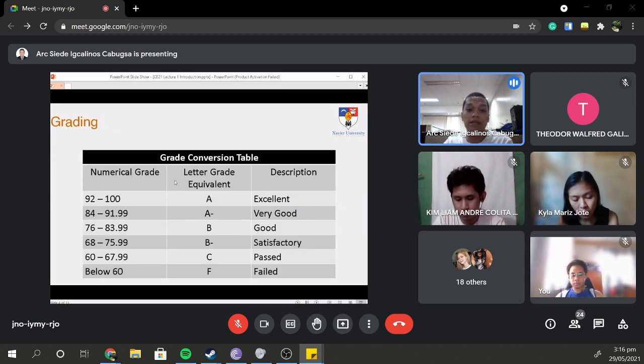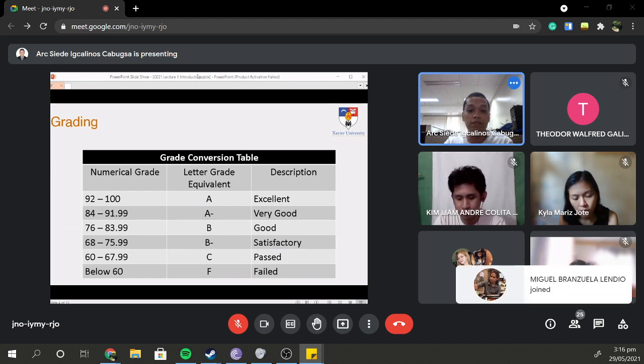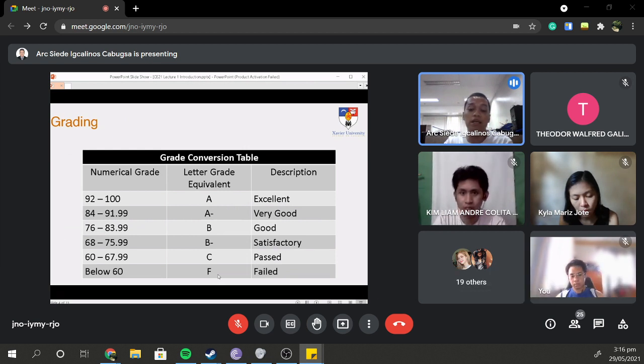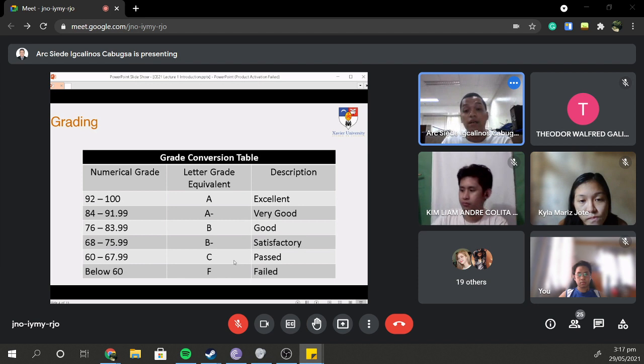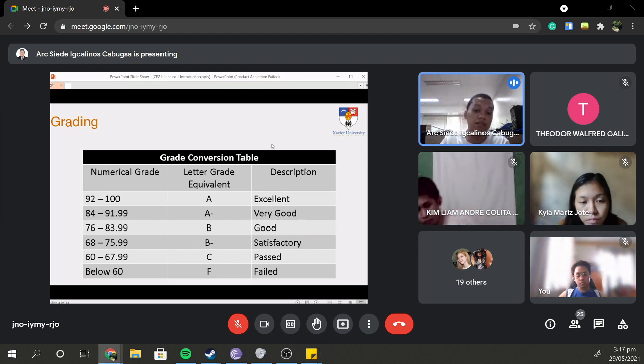Yan na siya. So the grading system, this is our grading system. So same as before lang yapon. Grading system, below 60 is failed, and 92 to 100 is have letter grade equivalent of A. The description of that is excellent. All right.